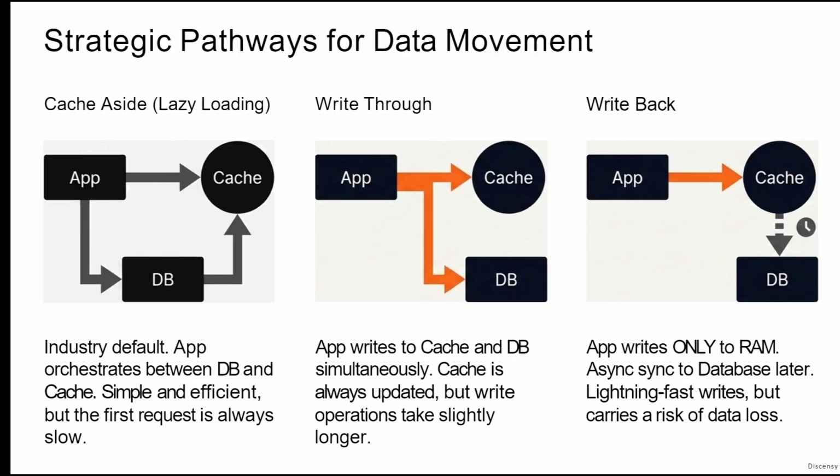And then moving to write back. The app might directly reach out to the cache and then from cache to the database, consuming some time. So the app writes only to RAM, then syncs asynchronously to the database later. Lightning fast writes, but carries a risk of data loss. We'll move ahead to the next slide.